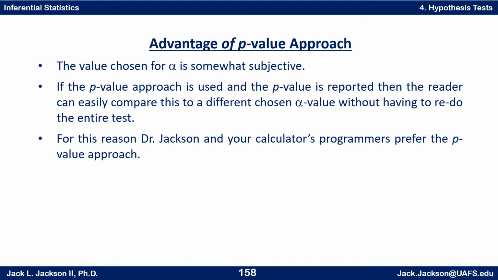So for example, if you were doing the critical value method and they reported the critical values and the test statistic, you would have to completely redo the test to find new critical values for each alpha, because the critical values depend on alpha. The p-value doesn't depend on alpha. You compare it to alpha to make your decision, but computing the p-value has nothing to do with alpha.